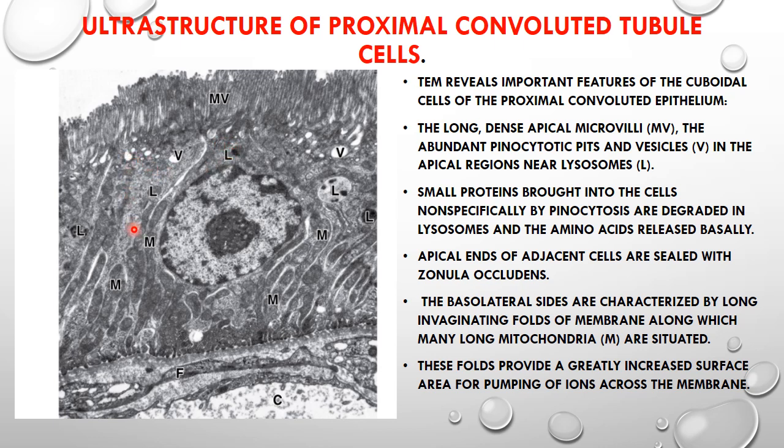The apical ends of the adjacent cells are joined by the zonula occludens, whereas the basolateral surfaces are characterized by long invaginating folds of the membrane. Now these folds are filled with numerous elongated mitochondria. As you know, the proximal convoluted tubule is involved in the active transport of sodium and glucose. Therefore, the mitochondria provide the energy for the active transport. These folds also increase the surface area of the proximal convoluted tubule cells for ion exchange.